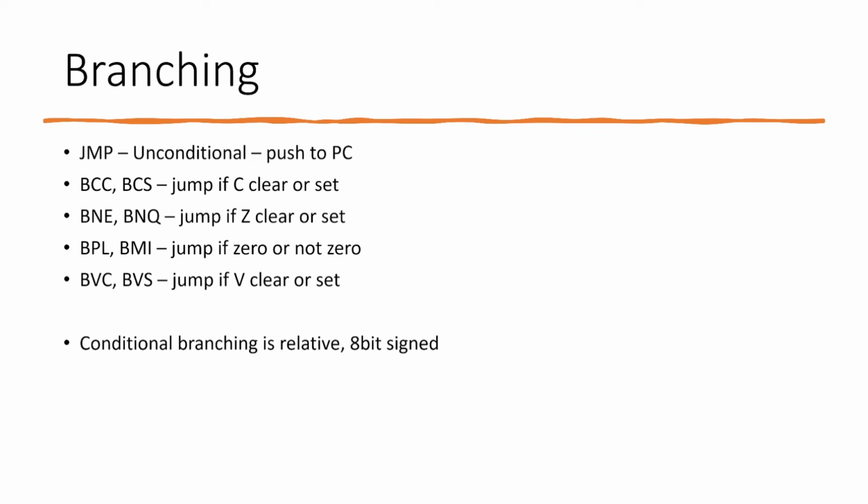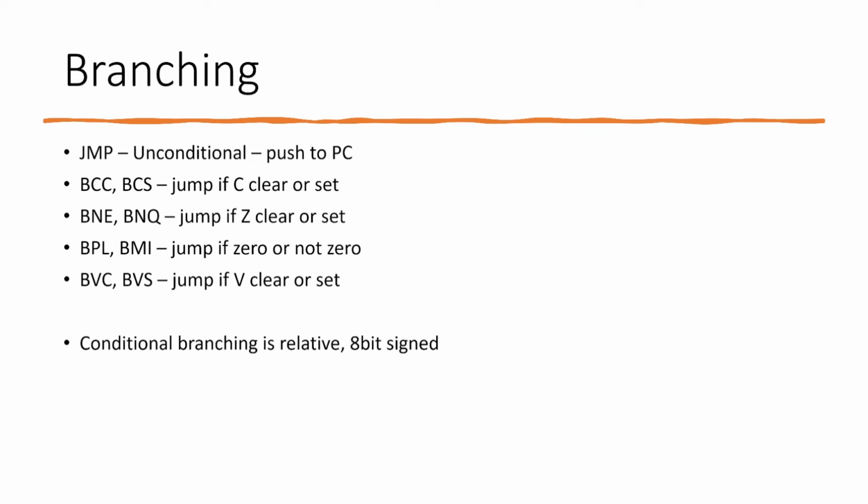We can more or less branch based on what the result of the last instruction was. So your branching is going to be based on the flags. BCC, BCS are there to jump if the C flag, so the carry flag, was clear or set. BNE and BEQ are going to jump if the Z flag was clear or set. BPL and BMI are going to jump if the flag was set, and this is not correct. This should be negative. This is not jump if zero, this is jump if negative. And then we have BVC, BVS, jump if V flag is clear or set.